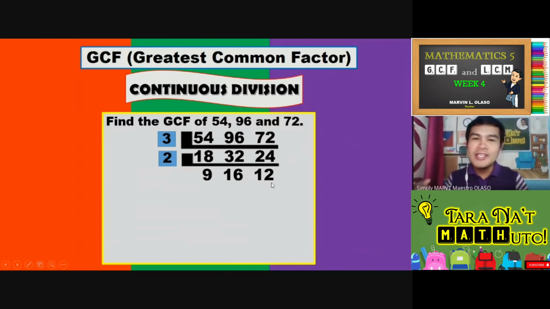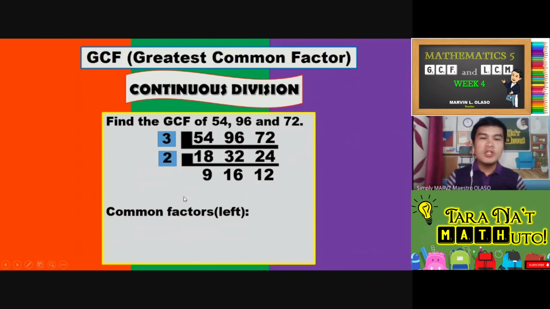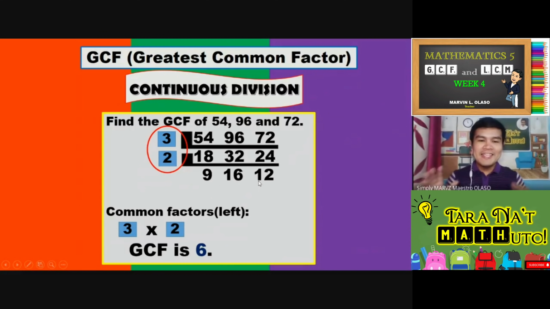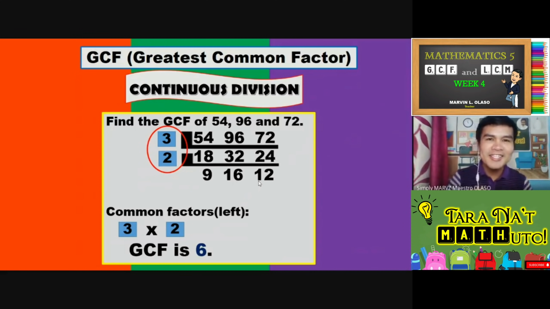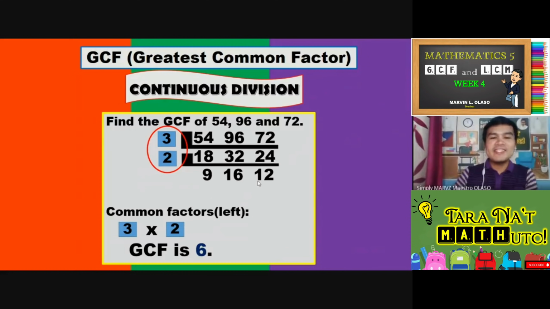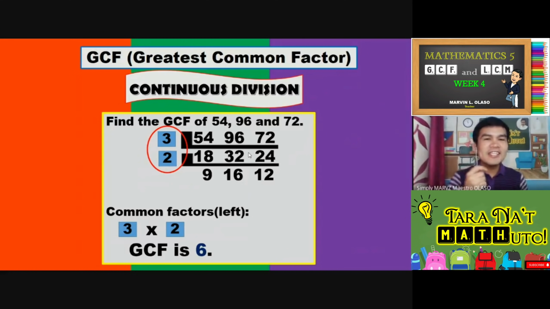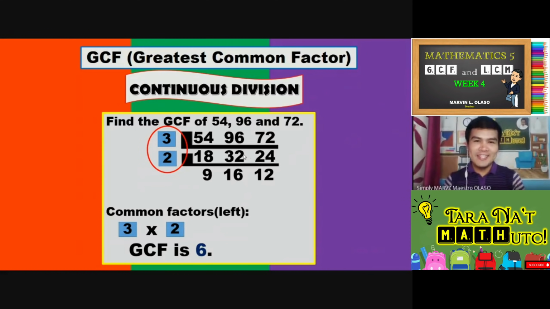So, dapat pwede sa lahat ng given. So kung wala na, ibig sabihin stop. So list down all the common factors na meron lamang ay 3 at saka 2. So those are the common factors. Now, to get the greatest common factor, you have to multiply 3 times 2 equals 6. So the GCF is 6. The GCF of 54, 96, 72 is 6.